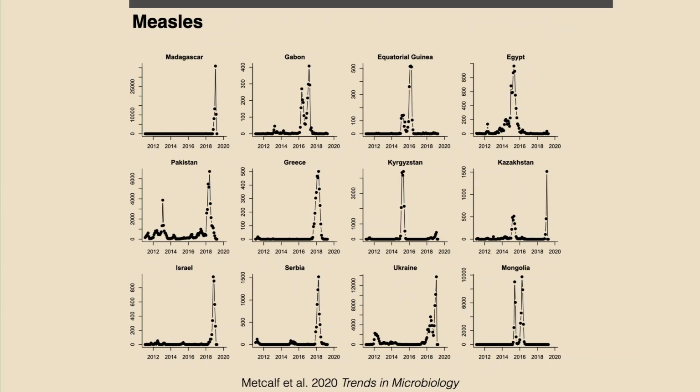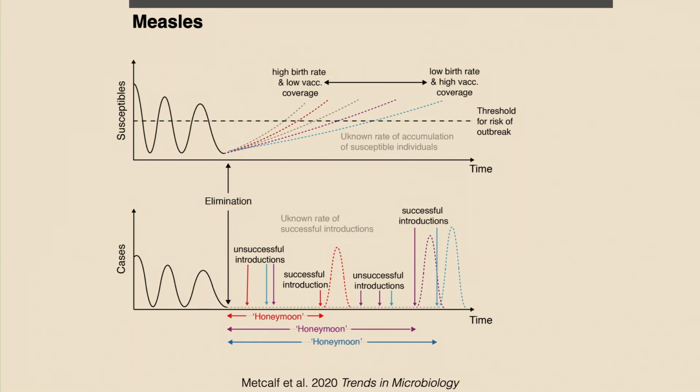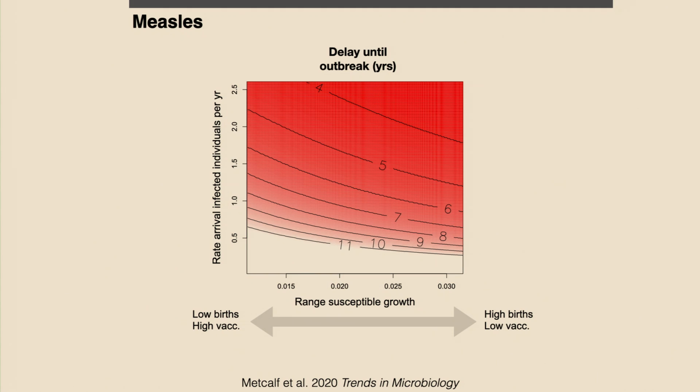This is data from the World Health Organization that shows these sorts of processes, and so we probed and tried to think generally about this using this basic framework. And I'm sure it's obvious to you from this framework, but you can think about that risk of the honeymoon, that delay until you get that honeymoon outbreak, is going to be driven by how fast your susceptibles are growing, because if they're growing really fast, it's going to happen really soon.